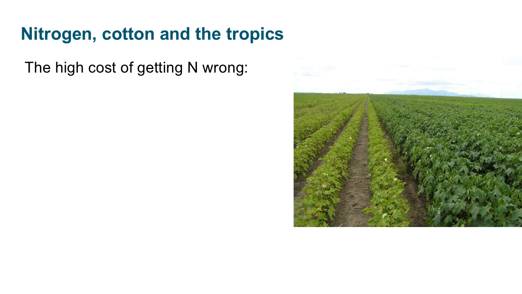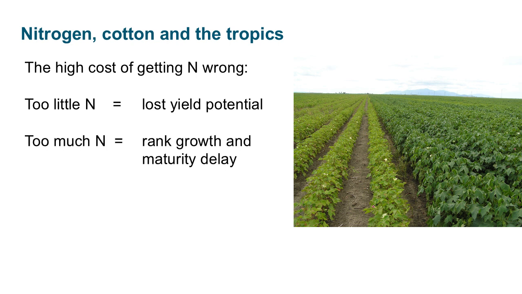The primary issue with nitrogen management is the cost of getting it wrong can be very high. Too little nitrogen, as you can see in this photo here, results in lost yield potential. However, you can also have too much nitrogen, resulting in rank growth, exacerbating fruit shedding, which when put together can result in maturity delay for that crop.